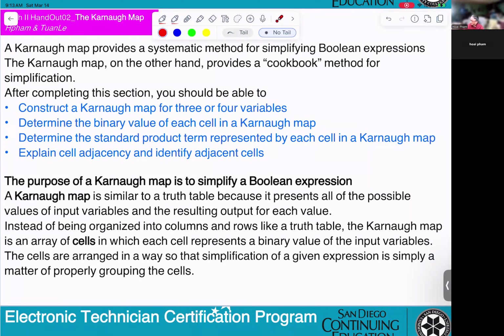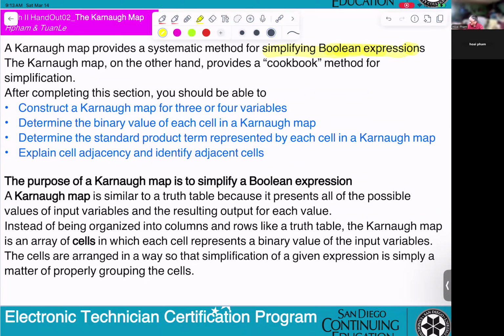Let's see. Karnaugh map provides a systematic method to simplify Boolean expressions. The K-map, on the other hand, provides a cookbook method for simplification.